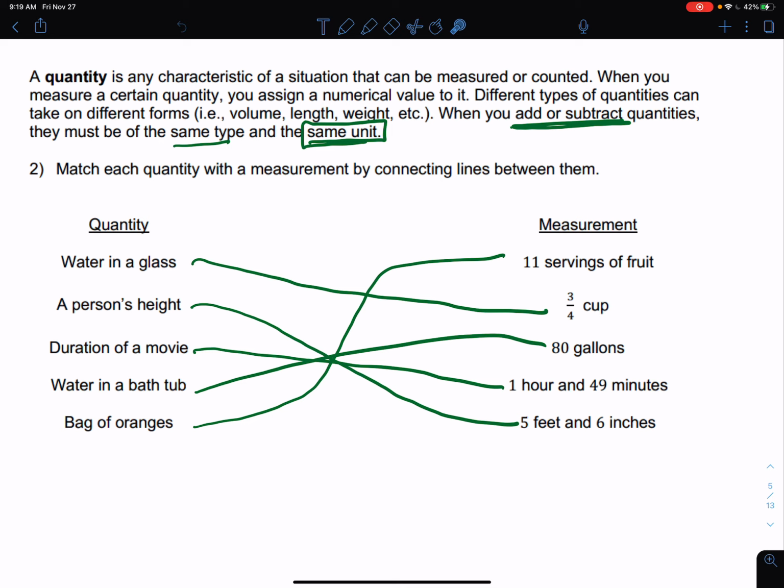So if we look at number 2, you're asked to match each quantity with a measurement by connecting the lines between them. So try it on your own and then double check here for the answers. So we said water in a glass could best be measured by that 3/4 cup, that a person's height could best be measured as 5 feet and 6 inches, that the duration of a movie had a measurement of 1 hour and 49 minutes, that the water in a bathtub made sense as a measurement of 80 gallons, and that a bag of oranges made sense with a measurement of 11 servings of fruit.